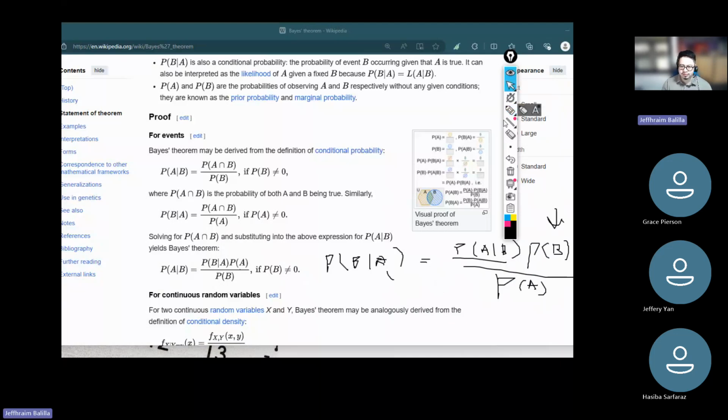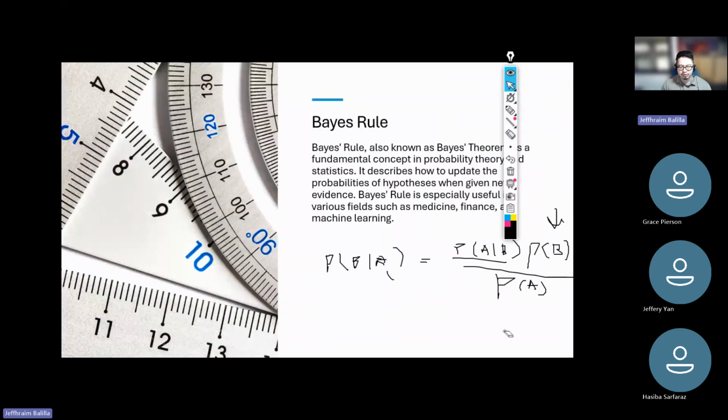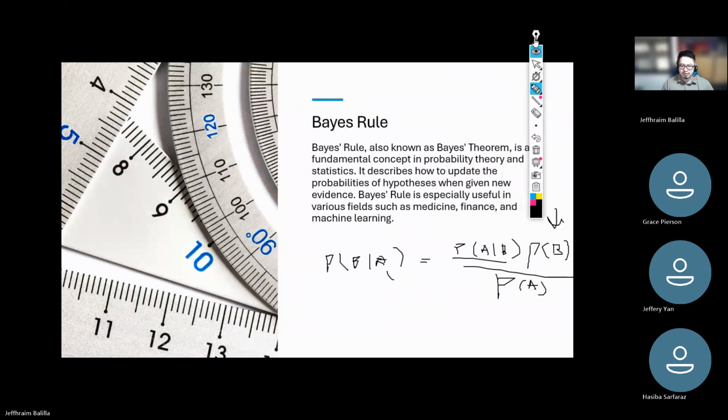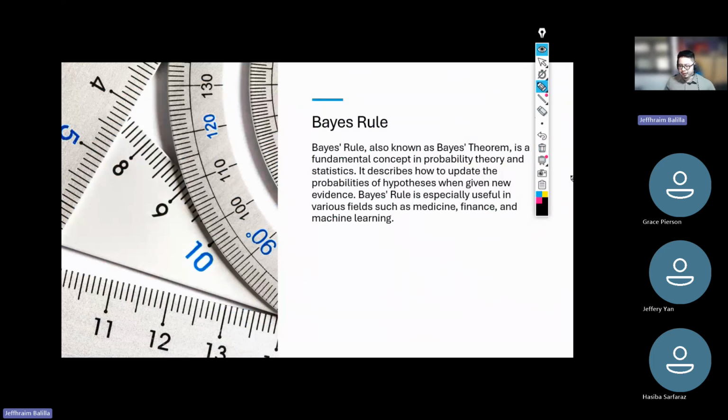So let's see an example for the Bayes rule. I'll not go over the main derivation of this because you don't need it. We have to focus more on how we can use it, right? So Bayes rule, also known as Bayes theorem, is a fundamental concept in probability theory and statistics. It describes how to update the probabilities of hypotheses when given new evidence. Bayes rule is especially useful in various fields such as medicine, finance, and machine learning.